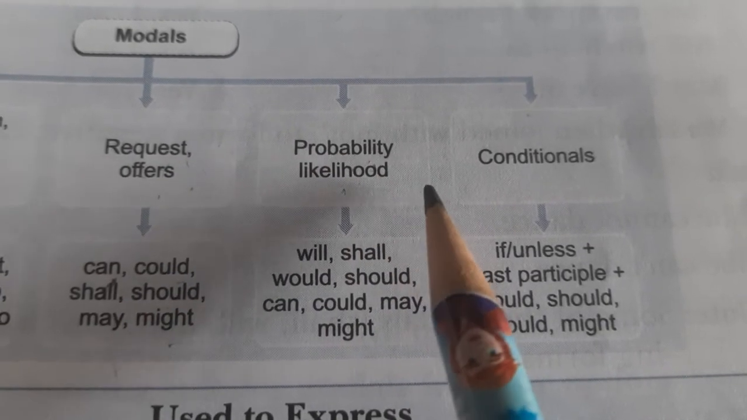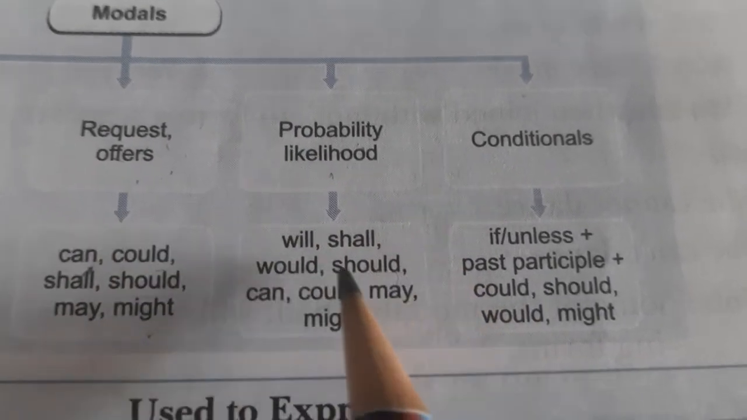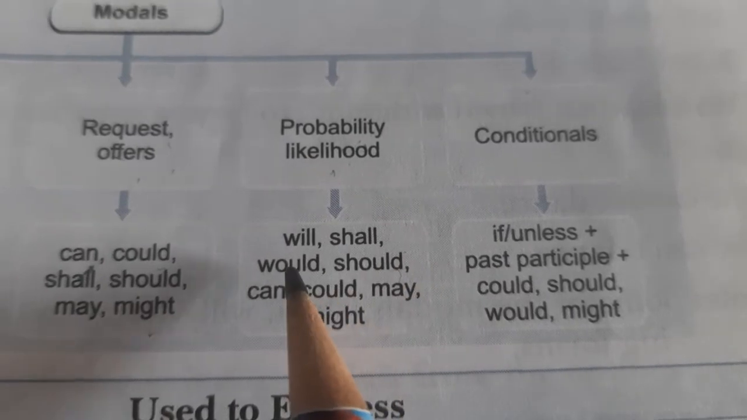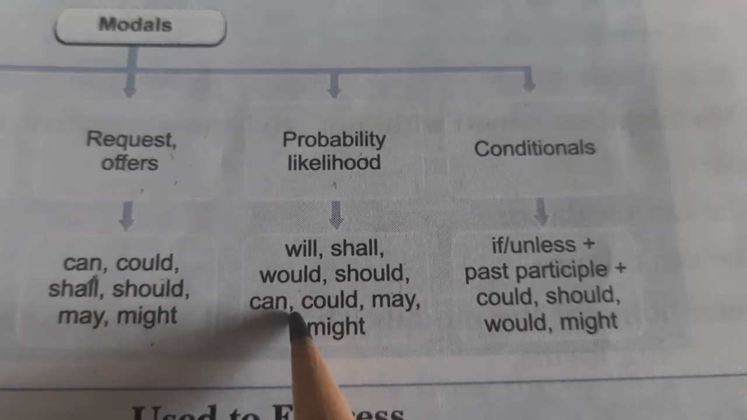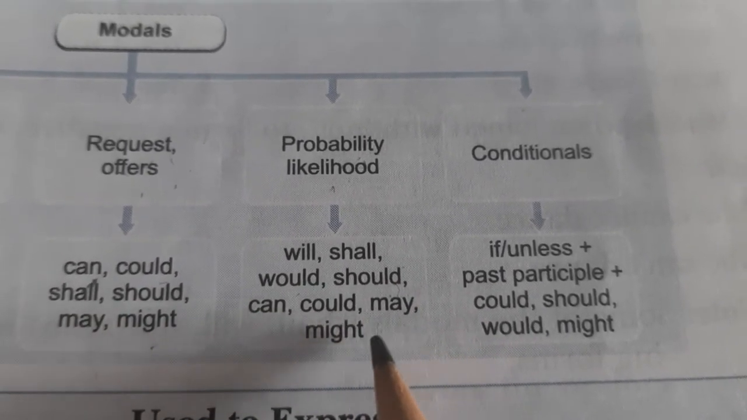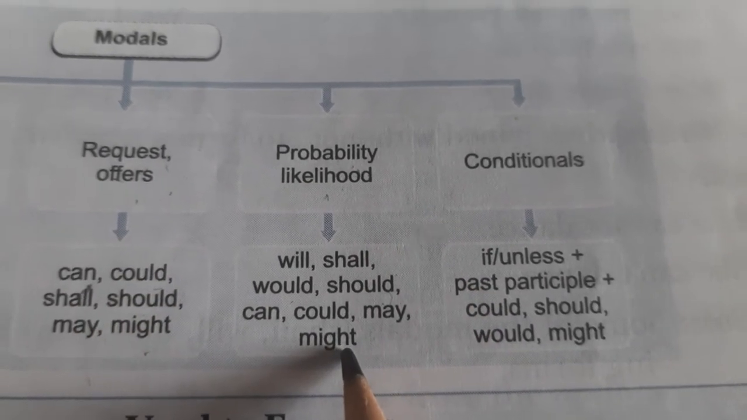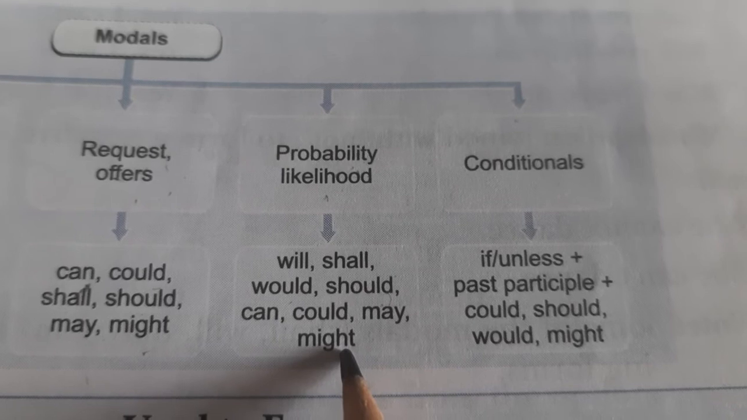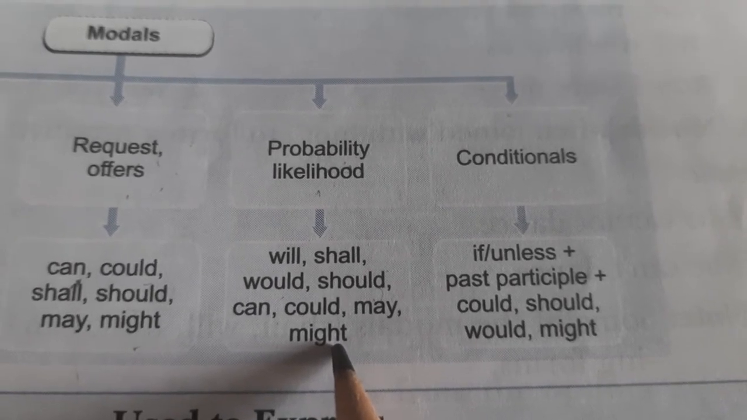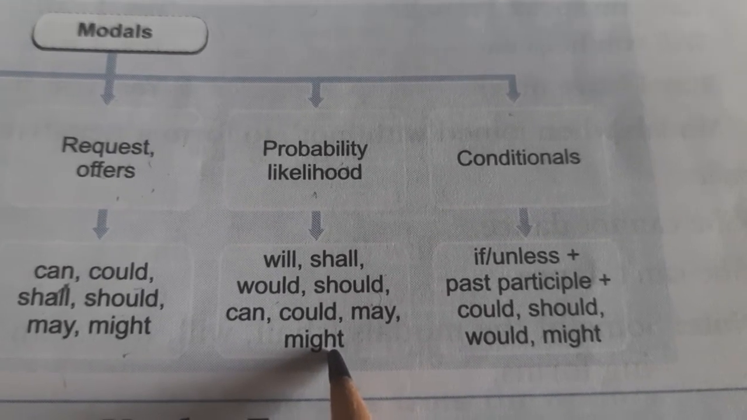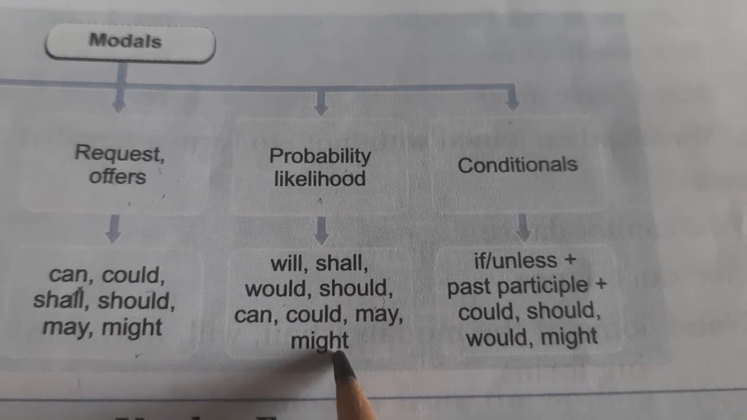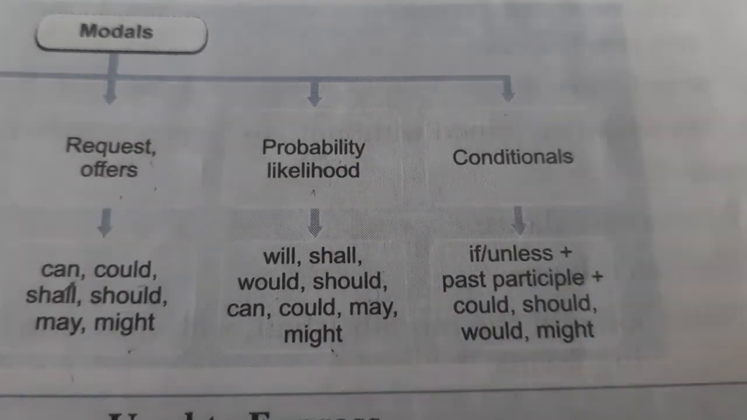Probability means almost the possibility. Will, shall, would, should, can, could, may, might. Probability. It might rain today. So it's showing a possibility. There is a probability that it might rain. Rain may happen. So that's the usage of probability.